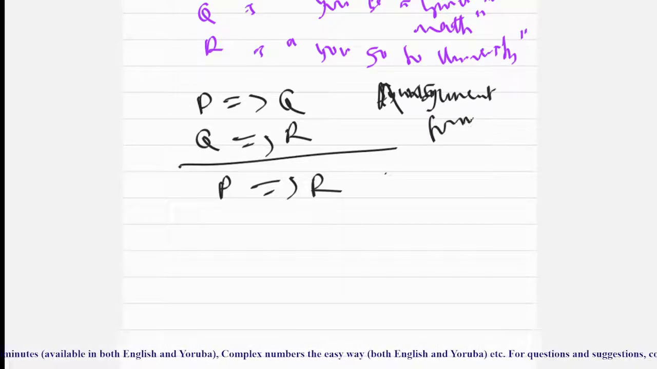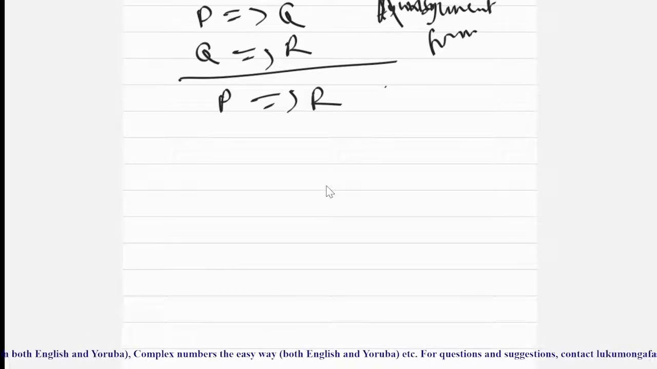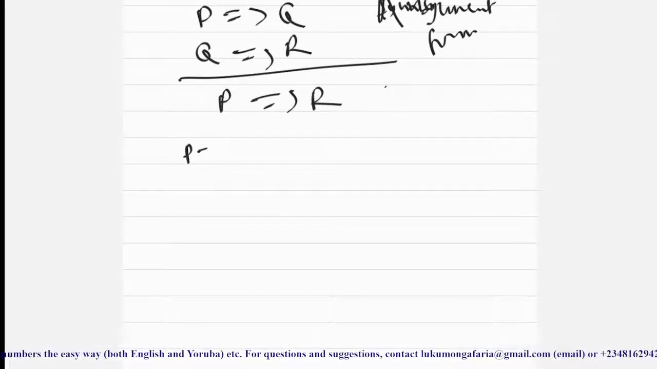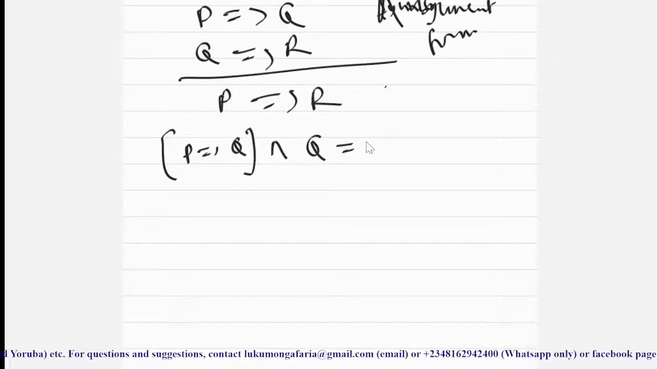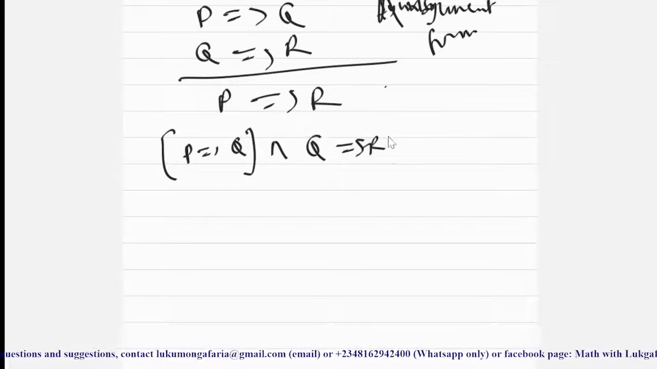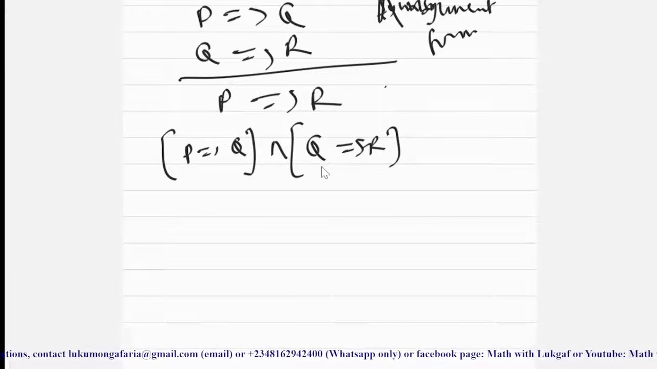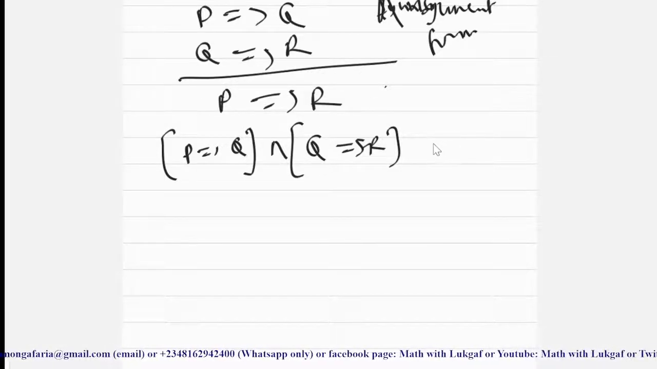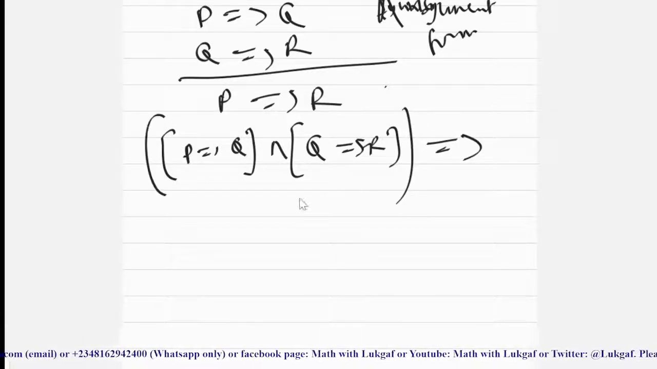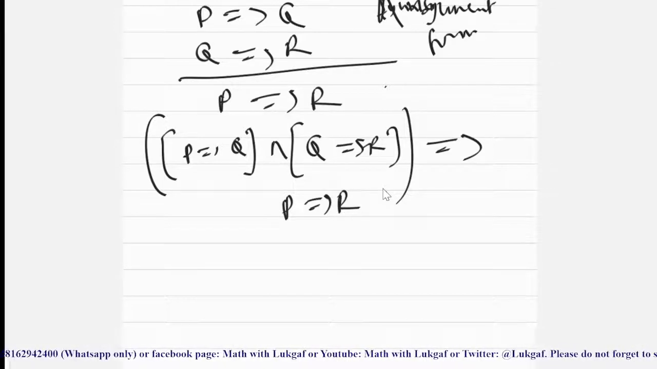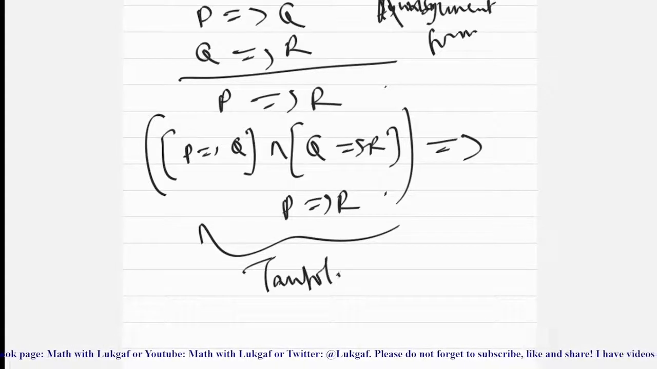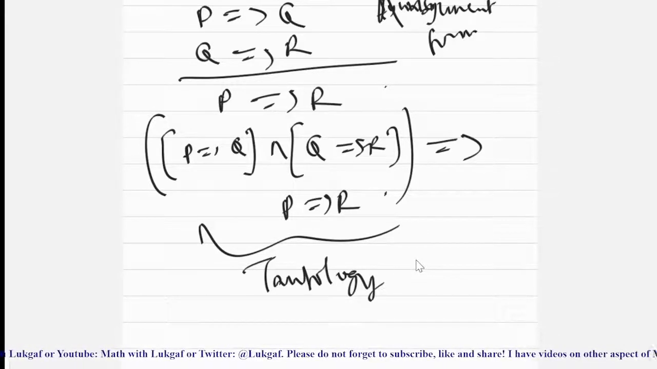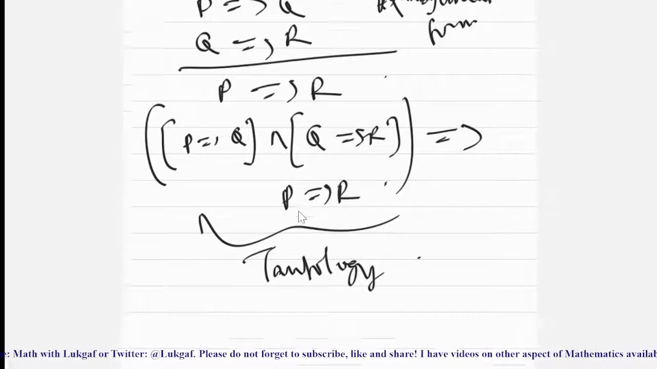Okay, now can you write it in symbolic form and test whether that argument is valid? Don't forget your argument, you are going to take the premises together. That is P implies Q, and Q implies R. So after that, the conclusion implies P implies R. If you are able to show that this is a tautology, then it means that the argument is valid. Okay, let us try it now.